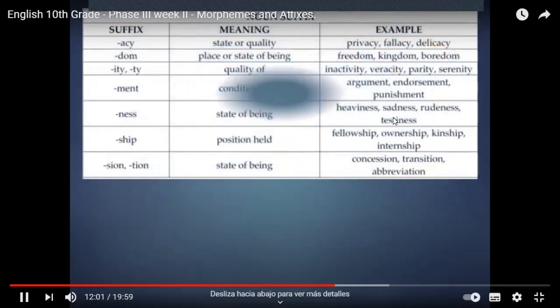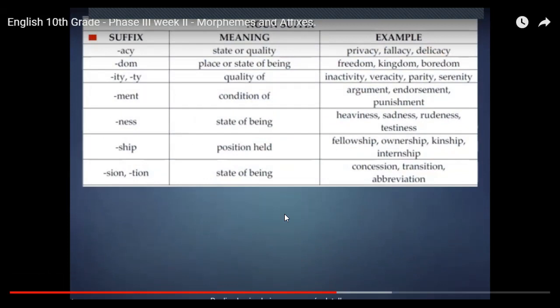In this part of the class, I will present you a chart with three columns. In the first column, you will have the affix. Okay, we're going to move to something else. This information is in this video. I will continue playing it later because I want you to work on some exercises now.